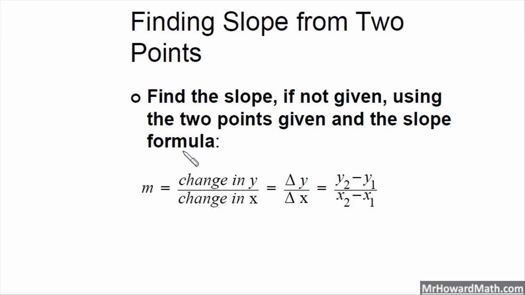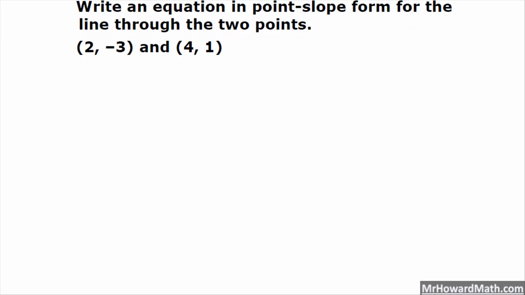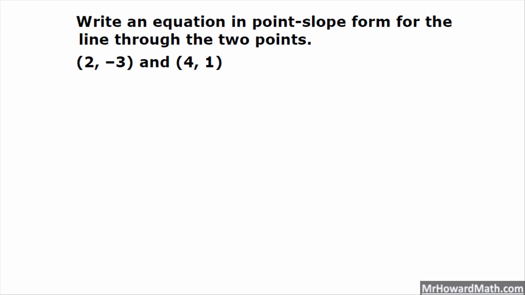Alright, in the next example, we're going to have to find the slope first. So just a reminder, our slope formula, y2 minus y1 over x2 minus x1. So this next example we have here requires that. So write an equation in point slope form for the line through these 2 points. So the first thing we need for point slope is the slope. We have points already, but we need the slope. So we take these two, we label them always x1, y1, x2, y2, plug them in our slope formula.